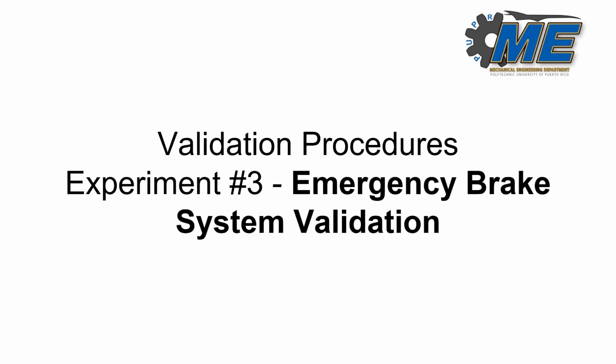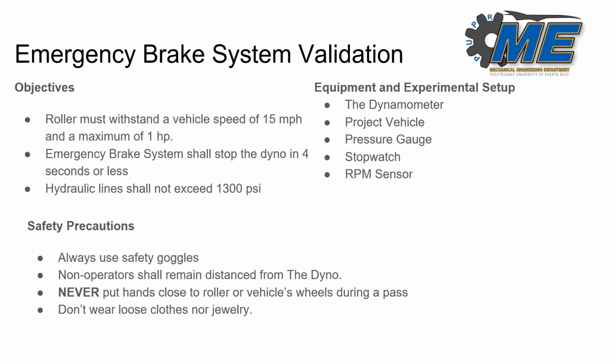result. Our validation procedures conclude with experiment number 3, which is the emergency brake system validation. Now for experiment number 3, the objectives are: the roller must withstand a vehicle speed of 50 miles per hour and a maximum of 1 horsepower. The emergency brake system shall stop the dyno in 4 seconds or less, and the hydraulic lines shall not exceed 1300 psi. The equipment that we're going to use for this experiment are the dynamometer, the project vehicle, a pressure gauge, a stopwatch, and an RPM sensor.